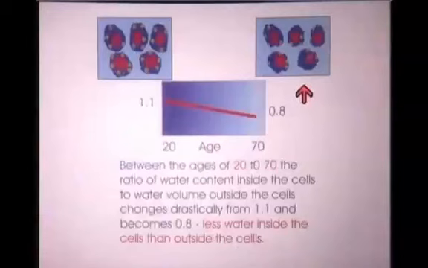The cells at the age of 70 are shrunken, small. At the age of 20, they are more juicy. They are more plum-like. Here, they're prune-like. The water has been sucked out because of dehydration that is settled in the body, and somebody had to sacrifice its water content, and that is what happens.